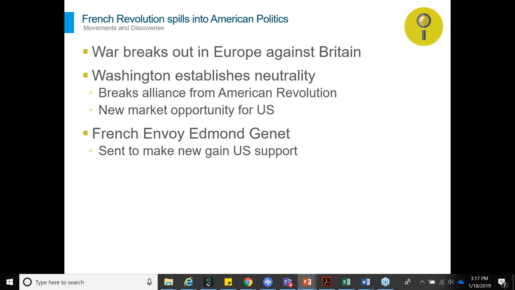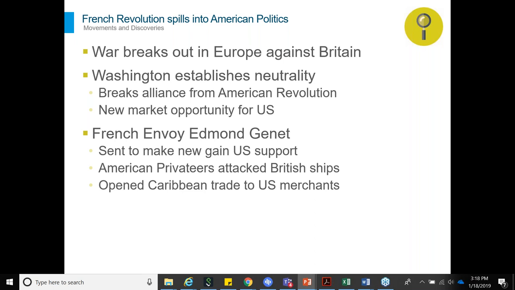Genet is sent there initially to just try to gain more support from the U.S. And when Washington refuses to see Genet, against the encouragement by his Secretary of State, Thomas Jefferson, Genet goes his own way, and some wonder if Jefferson himself supported Genet going this way. But Genet goes to privateers, to essentially pirates, and asks them to attack British ships.